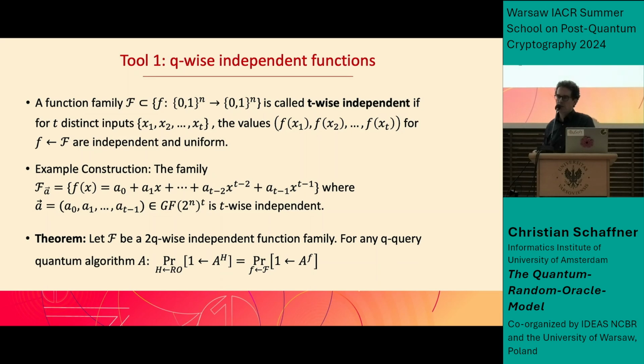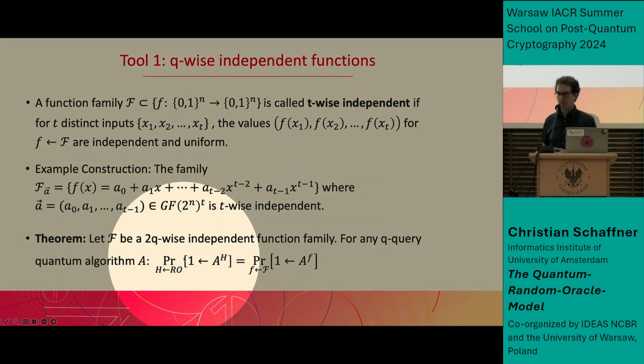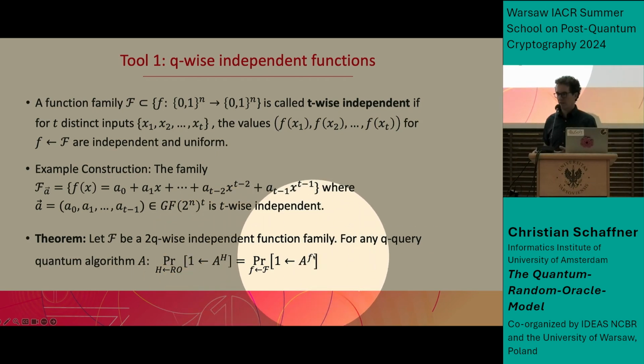And here's a theorem: if f is a 2q-wise independent function family, where you should think of q as not the number of queries but something small, then for any q-query quantum algorithm A, the probability that this adversary can distinguish whether it has access to a fully random function or to a function sampled from this 2q-wise independent function family is going to be equal.